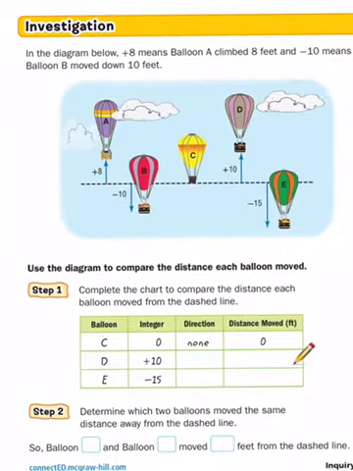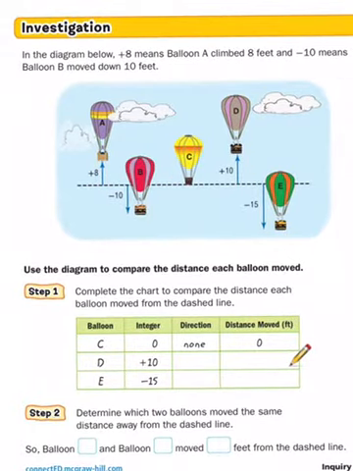You're going to do D and E on your own in a second, but until then, let's show you what we mean. So balloon C, its integer is 0, because see how it's at the starting point? And the direction, it didn't move, so there was no direction, and the distance moved was 0 feet. Now balloon D and E you're going to fill out. D moved +10 is the integer. And you have to tell me the direction, either up or down, and the distance it moved in feet. And balloon E, you'll do that as well. So pause the video and do just this table here. Restart it when you are done. Go.